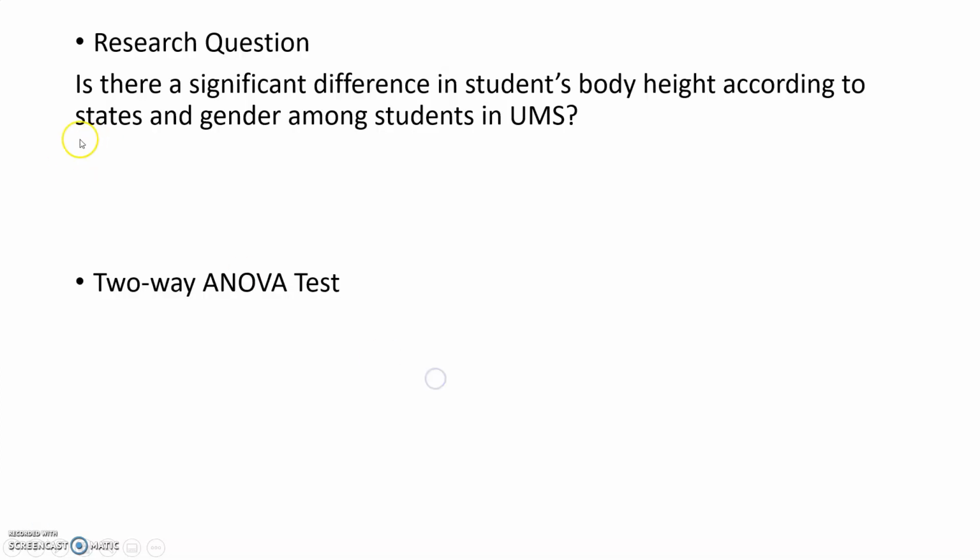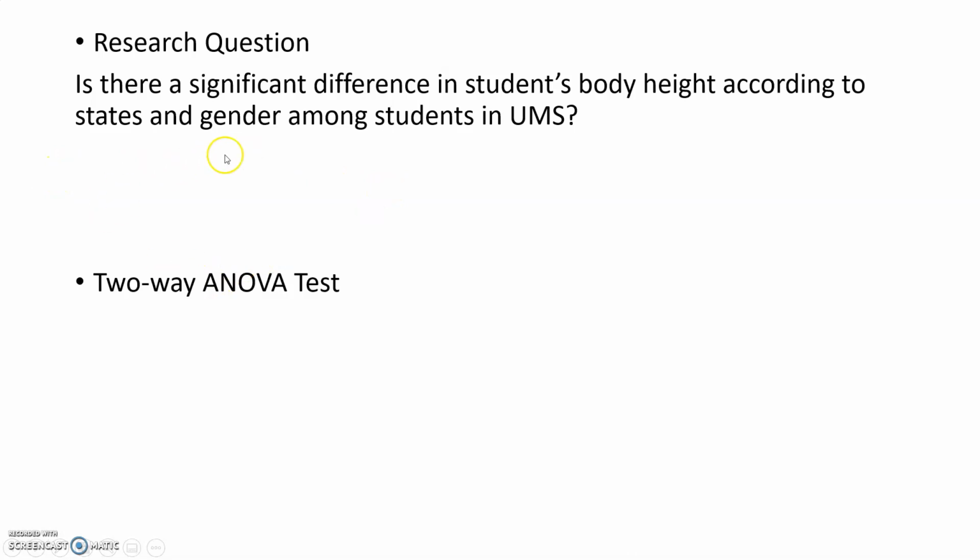So I slightly adjusted the research question into this: Is there a significant difference in students' body height according to state and gender among students in UMS? The test I'm going to use is the two-way ANOVA test. The reason is that there are 2 or more categorical factors affecting one numerical variable, which is the body height. The factors are state and gender.